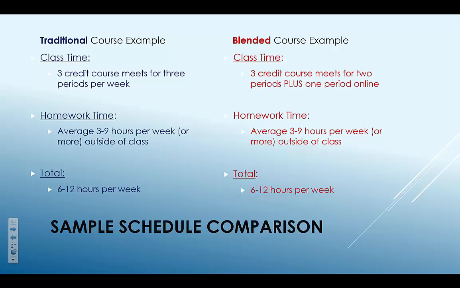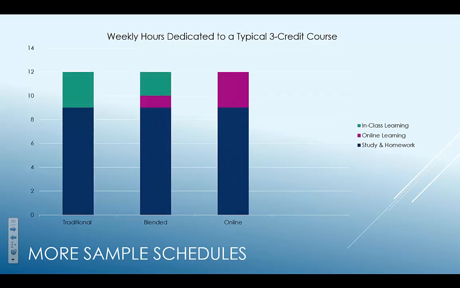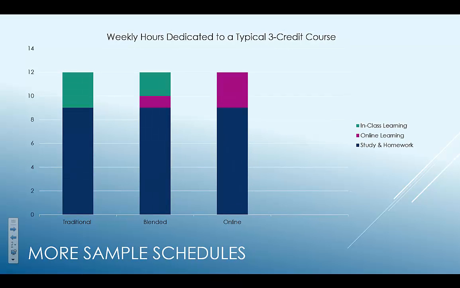With 3 hours of class time and 3 to 9 hours of homework time, that's about 6 to 12 hours per week that you'll need to spend on every 3-credit class that you've enrolled in. As you can see by this following graph, it doesn't matter whether you're enrolling in a traditional course, a hybrid course, or a virtual college course. The time commitment is the same.